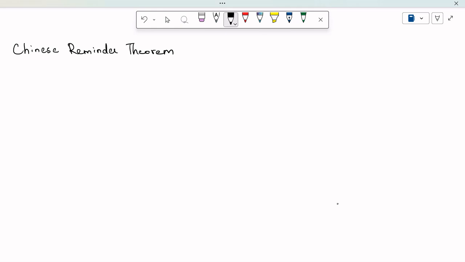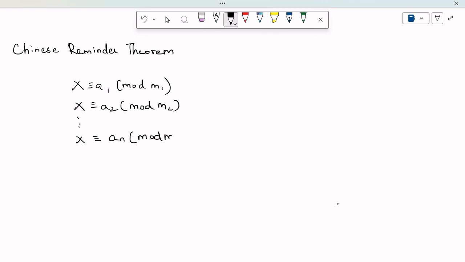So, what is the use of this theorem? It is used to solve a set of different congruence equations with one variable but different moduli which are relatively prime. So, x congruent to a1 mod m1, x congruent to a2 mod m2, x congruent to an mod mn.